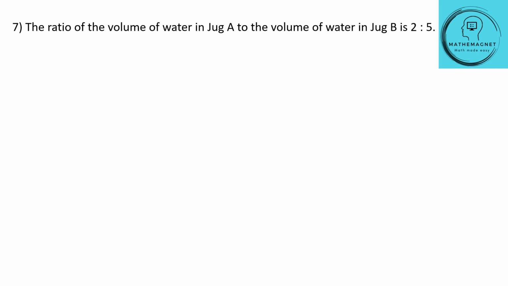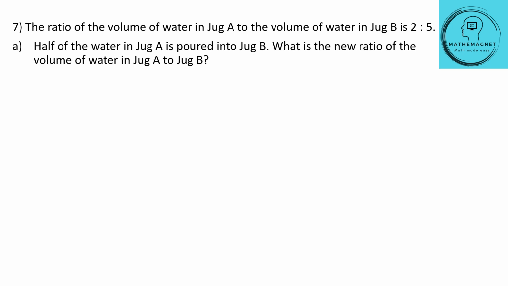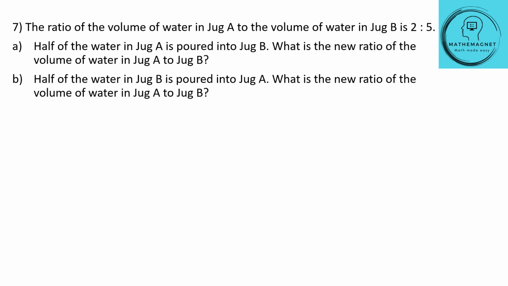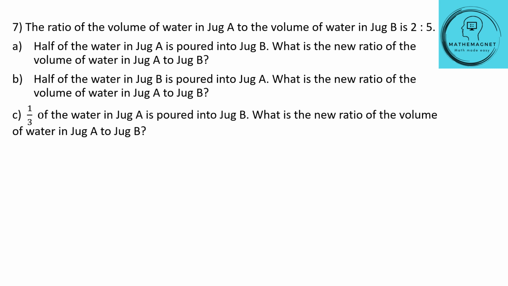Question number 7. The ratio of the volume of water in jug A to the volume of water in jug B is 2:5. A. Half of the water in jug A is poured into jug B. What is the new ratio of the volume of water in jug A to jug B? B. Half of the water in jug B is poured into jug A. What is the new ratio of the volume of water in jug A to jug B? And question C. 1/3 of the water in jug A is poured into jug B. What is the new ratio of the volume of water in jug A to jug B?